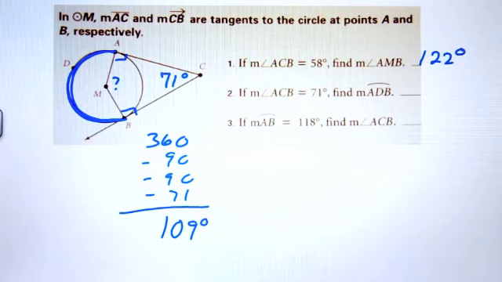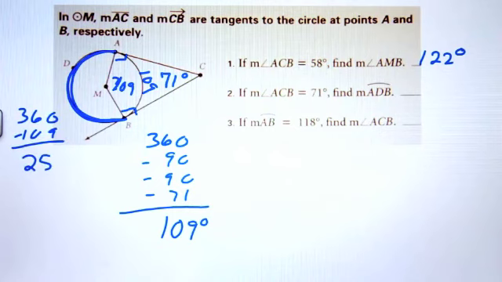Okay, so this angle here is 109, which means that this arc here is 109. So how long is the other arc? The other arc has to be 360 minus 109, so it's 251 degrees. So the measure of arc ADB is 251 degrees, and it's the major arc, so we needed the one that was more than 180. Okay, so that's how we do that type of a problem.